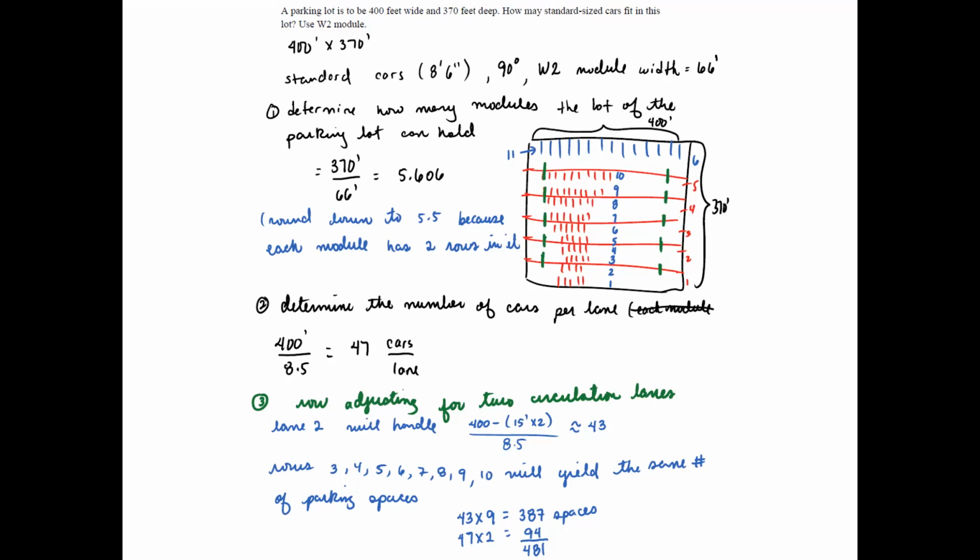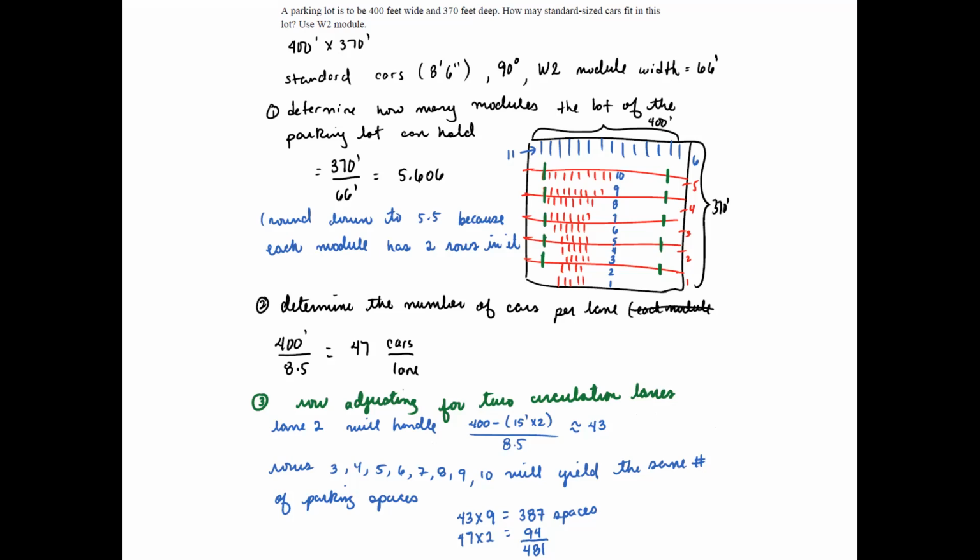But for rows 2, 3, 4, 5, 6, 7, 8, 9, and 10, we will only fit 43 parking spaces because those lanes are cut by the circulation lanes. And then I'm going to have 2 lanes, the one at the top and the one at the bottom, in which I can accommodate 47 cars because those are not affected by the circulation lanes.